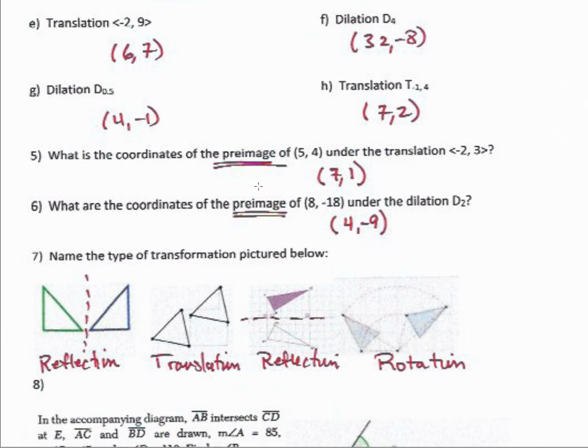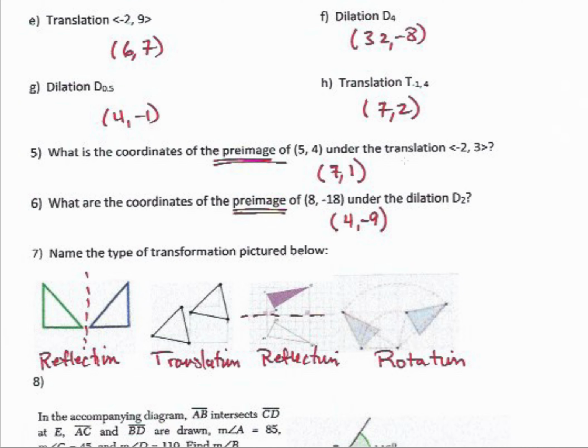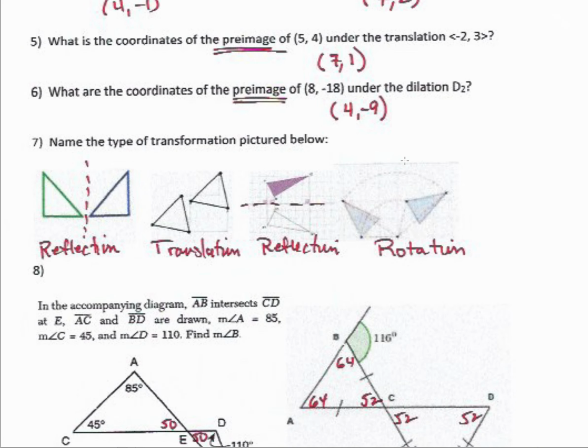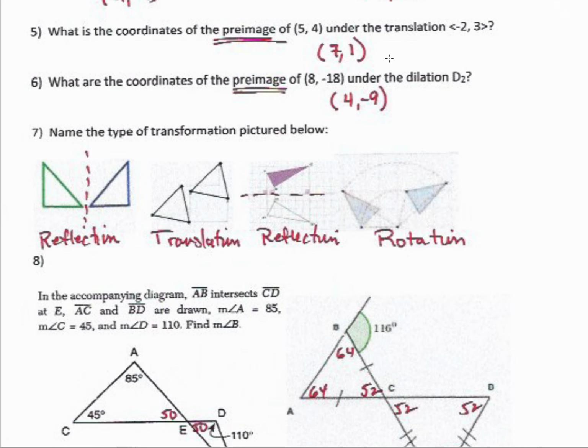Translation, negative 2, 9. Remember, this means add negative 2 to the x, add 9 to the y. I get 6, 7. Dilation of D4, that means multiply by 4. I get 32, negative 8. D.5, that's really divide by 2, so I get 4, negative 1. And a translation of negative 1, 4, that means add negative 1 to the x, add 4 to the y, I get 7, 2.